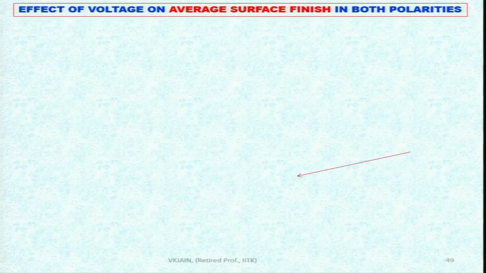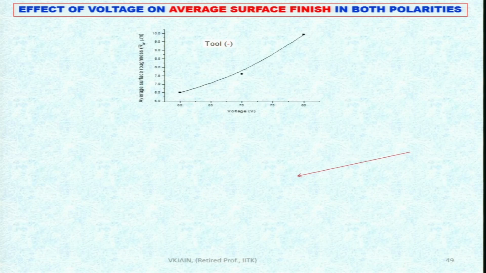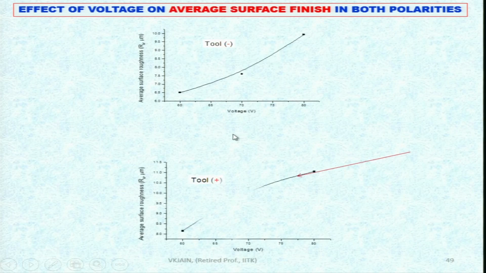Now the effect of voltage on average surface finish in both polarities. You can see average surface roughness value Ra in terms of micrometer is given over here, and this is the voltage, and as voltage is increasing, surface roughness value is increasing, which is obvious because of the craters being formed due to sparking. With higher voltage they will have more depth, and as a result of that surface roughness value will increase. If the voltage is low, definitely depth is low and surface roughness value is low.